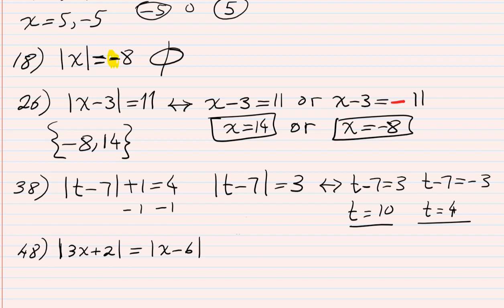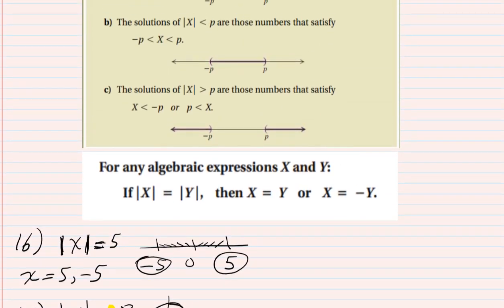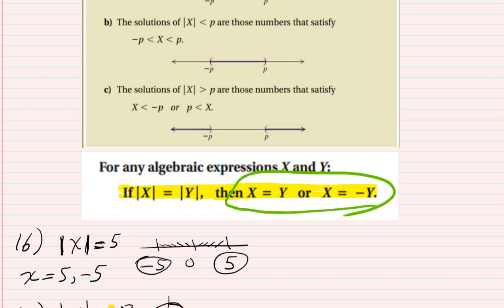Now, this one, I actually flashed it up here. So which one is this? This is actually the one that we're going to work with. So if you have two absolute values, one on the left, the other on the right side of the equal sign, then this is the equivalent expression we want to write.